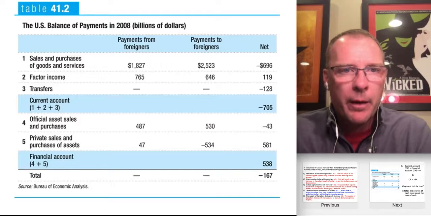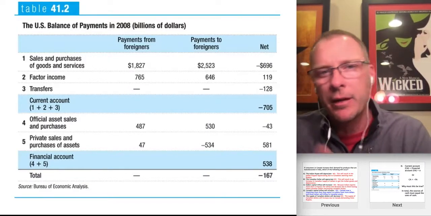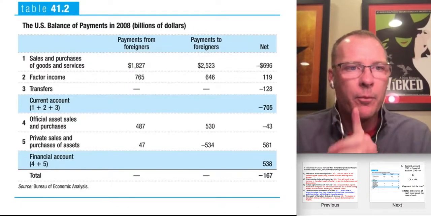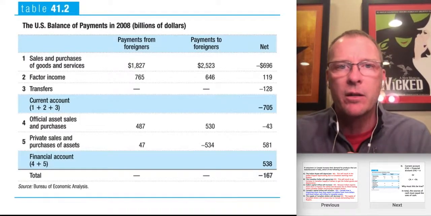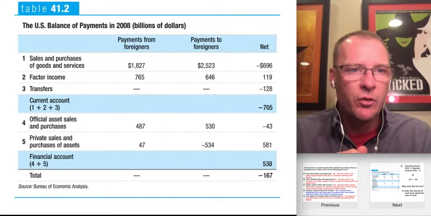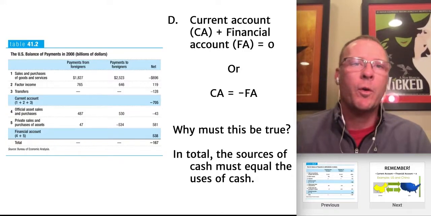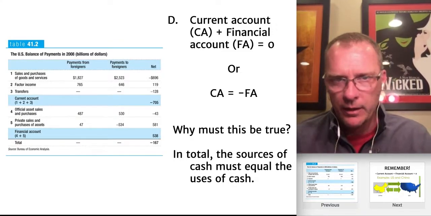When you look at this balance of payments account, sometimes it's not totally perfect at matching up, because it's hard to think about every good that's being transferred back and forth. But the current account is those top three things: sales and purchases of goods and services, factor income, and transfers. The bottom two, 4 and 5, are your financial account: official asset purchases, and private sales and purchases of assets. If you add your current account and your financial account together, it should zero out. Or you can say your current account equals negative your financial account.